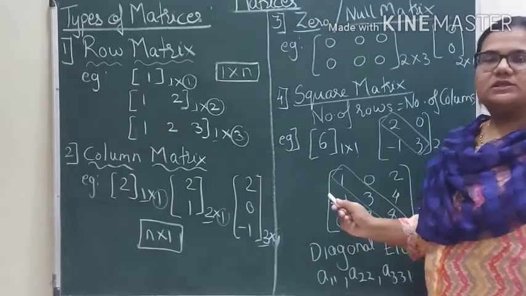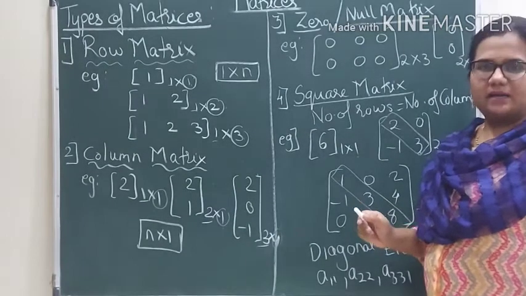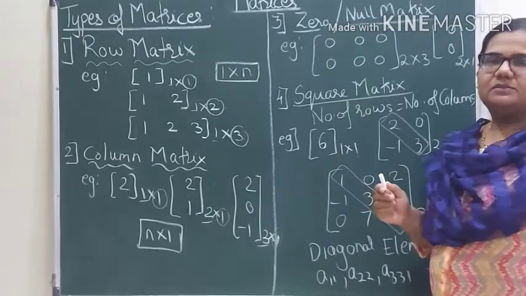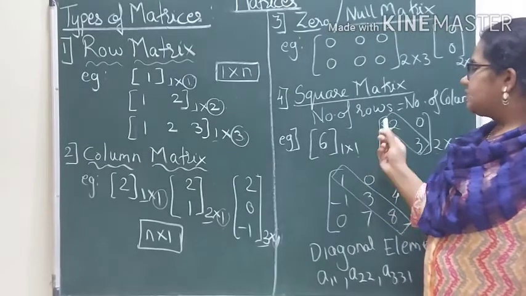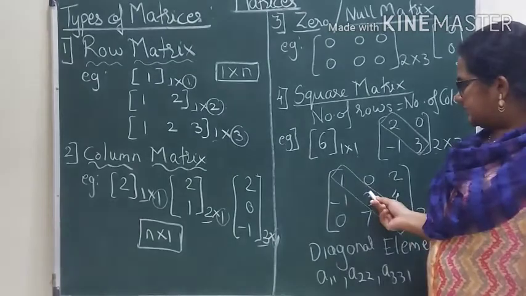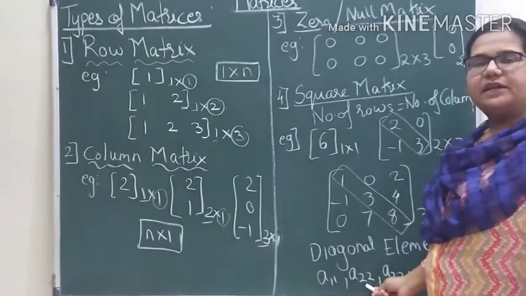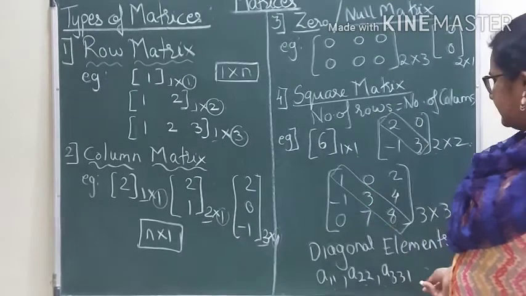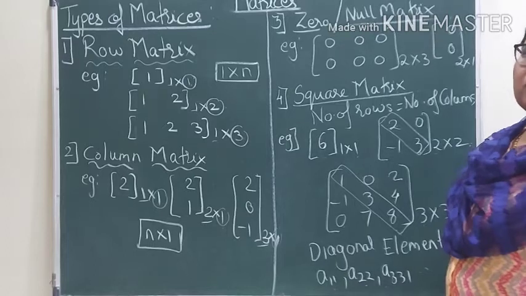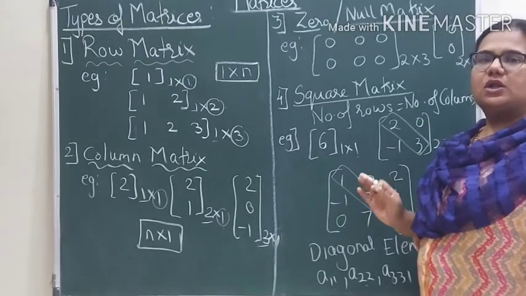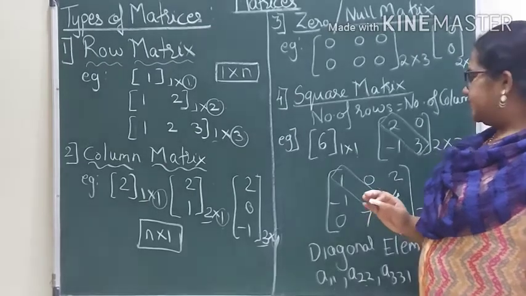This is only possible in a square matrix. Only a square matrix has diagonal elements. Please remember this, that a square matrix has diagonal elements. And what are the diagonal elements? These are the diagonal elements: A11, A22, A33, A44. If you have a higher order matrix, then A44, A55 will be called diagonal elements, and the remaining elements are called non-diagonal elements.